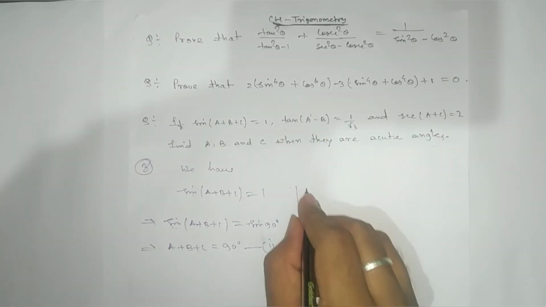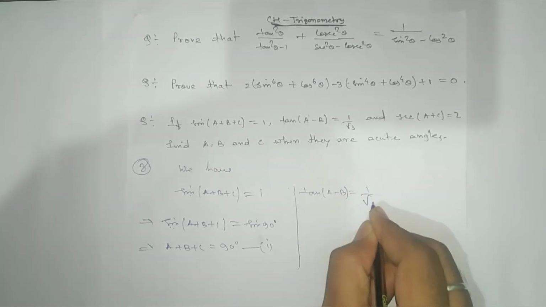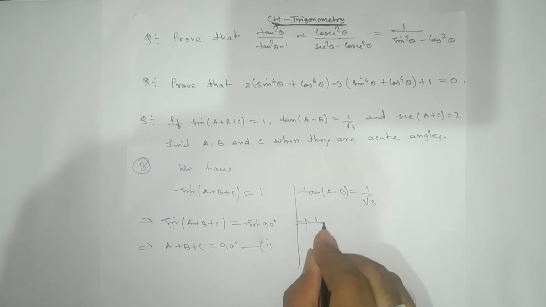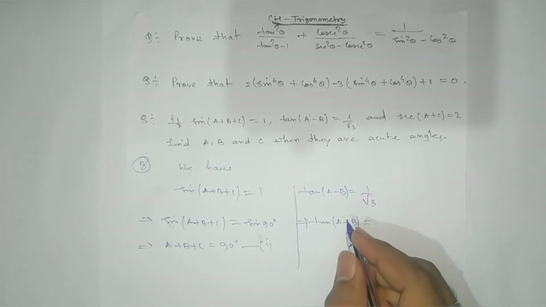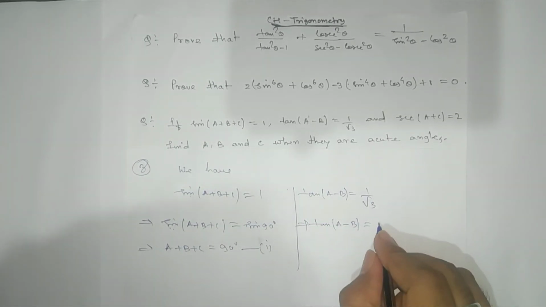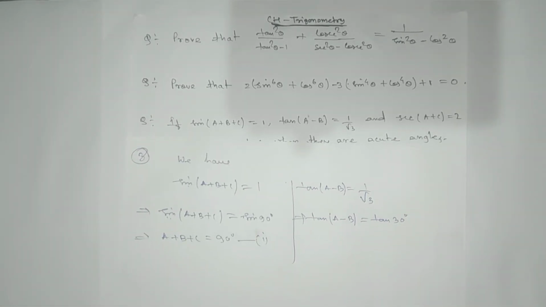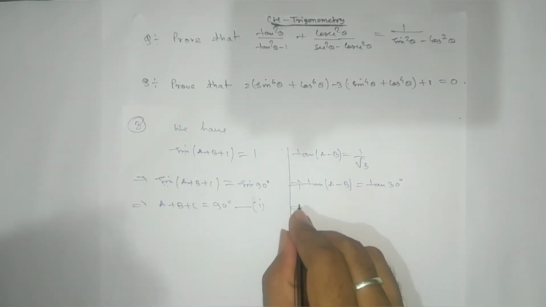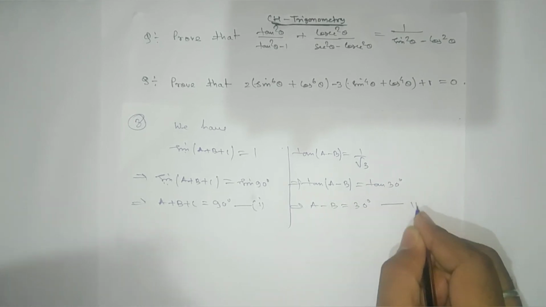Next, if you enter into this one, that is tan(A minus B) equals 1 by root 3. So could you guess for what value of angle tan theta will give you 1 by root 3? Yes, you are right, that is tan 30 degree which gives you 1 by root 3. So from here we are getting A minus B equals 30 degree. You can take it as number 2.